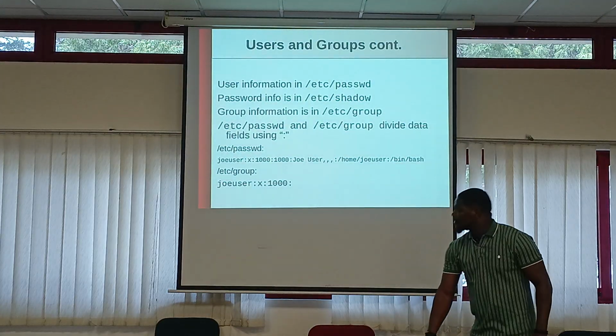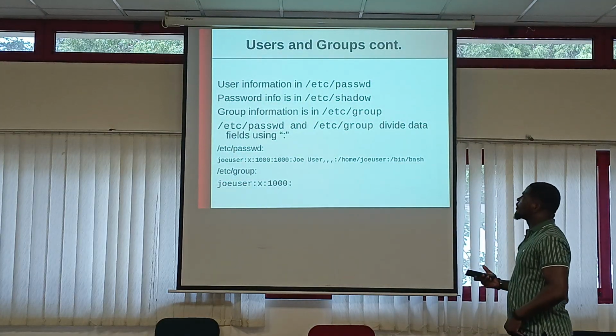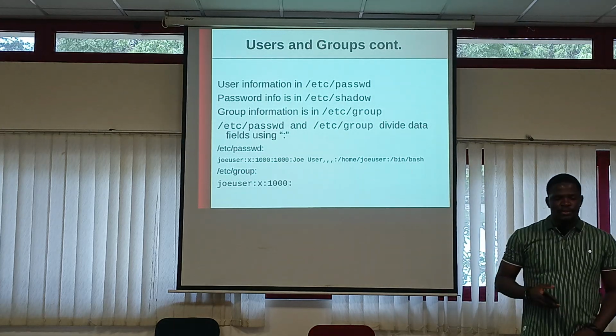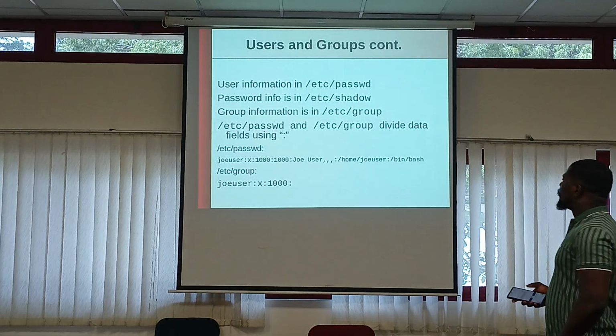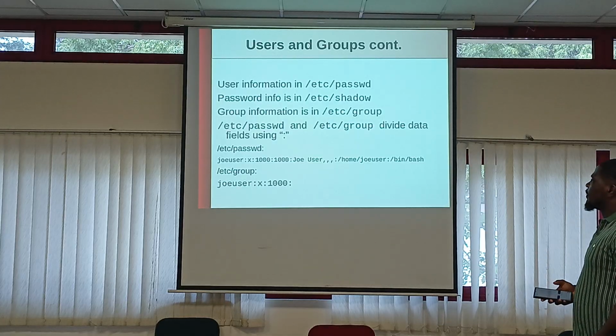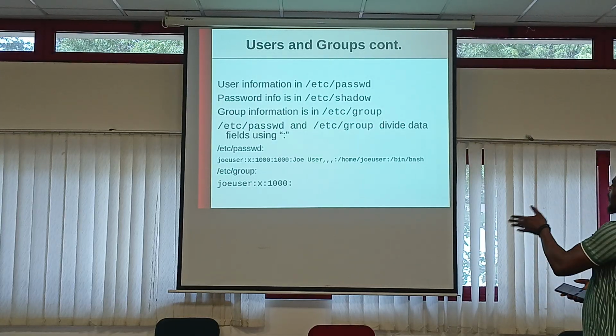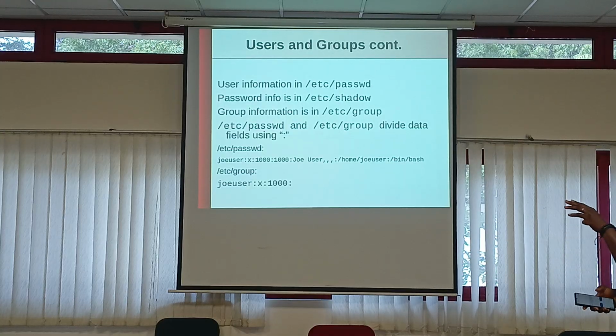Okay. So it contains the user information. The password info is in the shadow file. That's the file you most don't want to be compromised in Linux. Then we also have the group file, which contains the details of the groups, just like the password file. The password and group files divide data using the colon, like I mentioned.